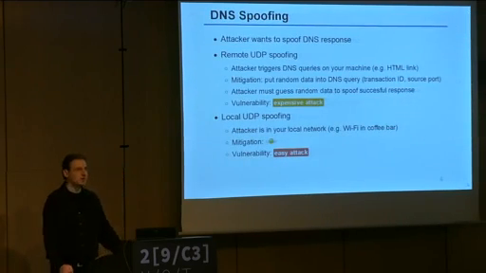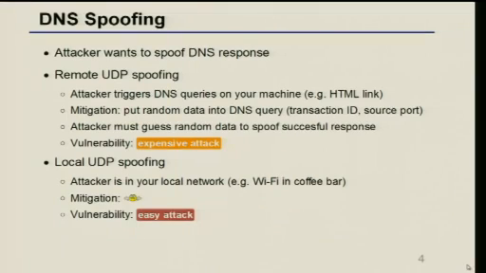So DNS spoofing is when an attacker wants to spoof a DNS response to point you to another web page or to another server or whatever. A remote attacker can try to do remote UDP spoofing by, for example, sending you some kind of HTML link, triggering a DNS resolution on your machine, and then your operating system will query for a specific name, but your operating system or your resolver will put random data into the DNS query. And this is to make the attack less likely to succeed.